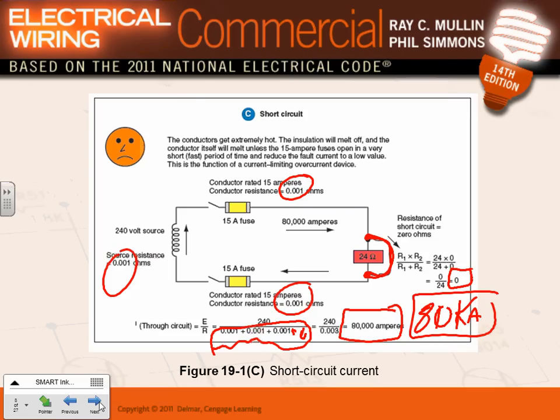Now your fuse, under these circumstances, your fuse here must be rated for 85 kiloamps, higher than 80. Because I have 80, and my fuse is rated for 85, guess what my fuse is going to do? Trip, open. It's going to trip, open.